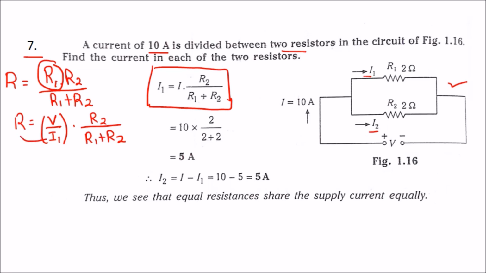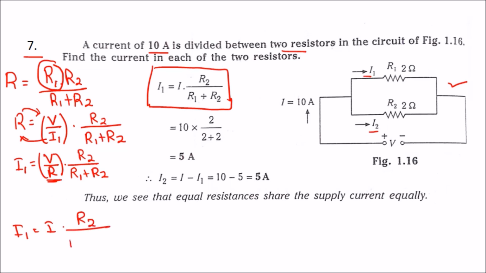If we bring I here and R to this side, we get I1 is equal to V by R times R2 divided by R1 plus R2. V by R, we know, is I. So I1 is equal to I into R2 divided by R1 plus R2. This is the formula to find current I1 if there are parallel resistors. So this is what is written here.